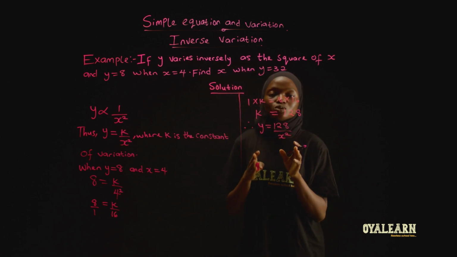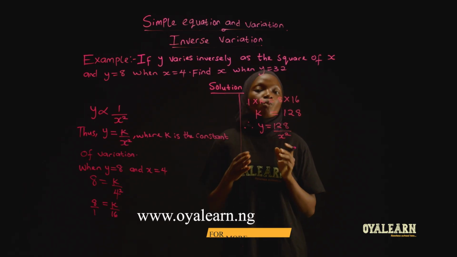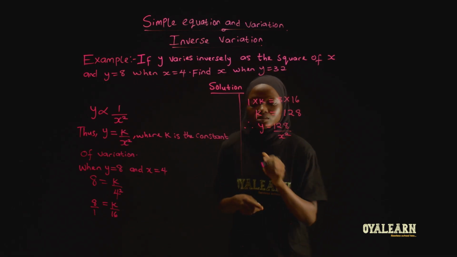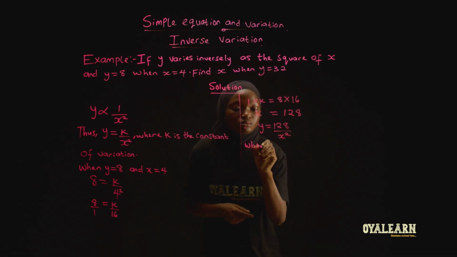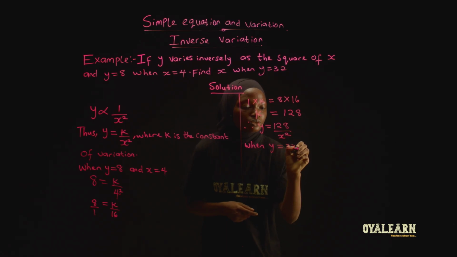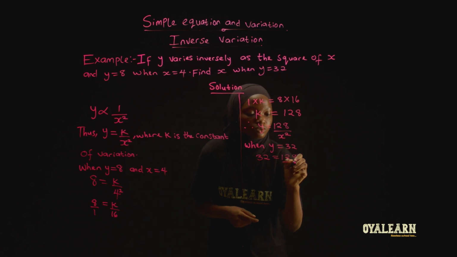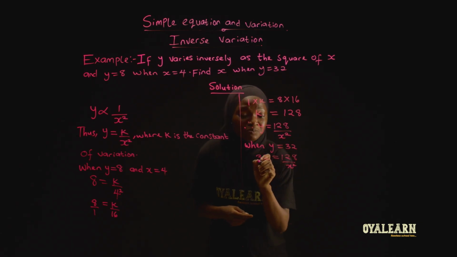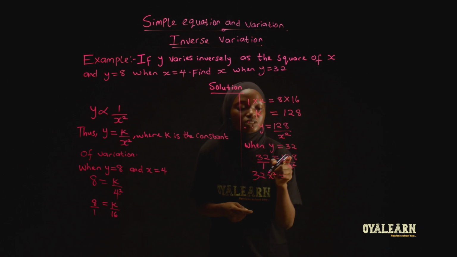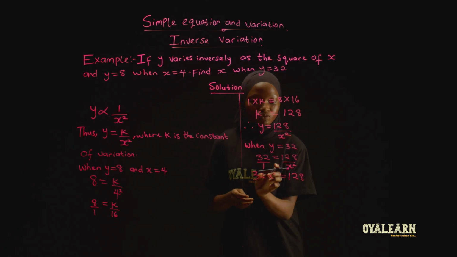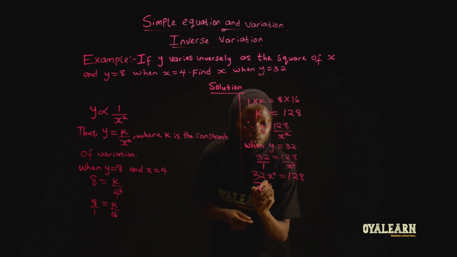Now this is the formula connecting y and x, but we still need to find x when y equals 32. So using this formula, we substitute y as 32 to find our x. Y equals 32. So we'll be having 32 equals 128 over x squared. And from here we can cross multiply. This is the same thing as 32 over 1. So we have 32 times x squared. We have 32x squared equals 1 times 128. We have 128. Then from here we divide both sides by the coefficient of x squared that we have here, which is 32.